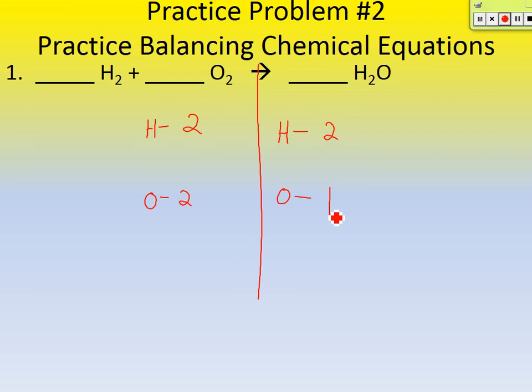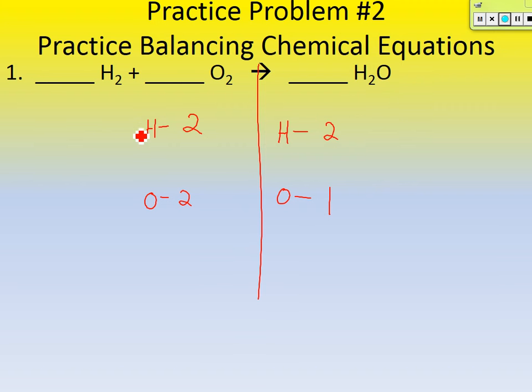Now, is it balanced? No. So, what can you do to balance it? What number can you change? Can I just put a little 2 right here, a subscript? No. You can't add subscripts. What number can you change, though? The coefficient. So we're going to add coefficients to make it balanced. Let's see if we can do that.